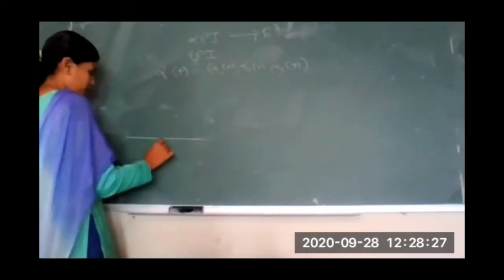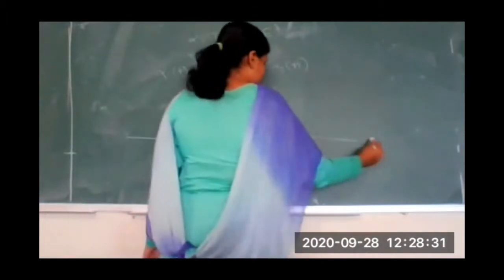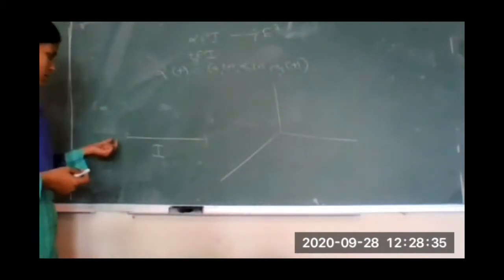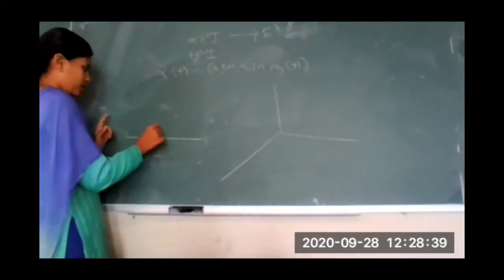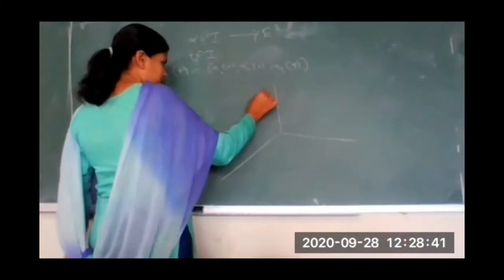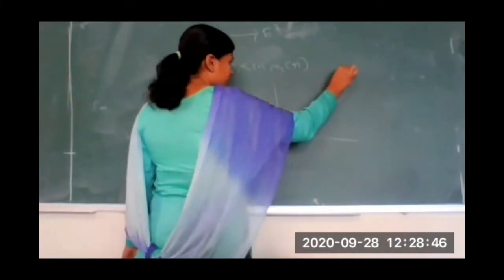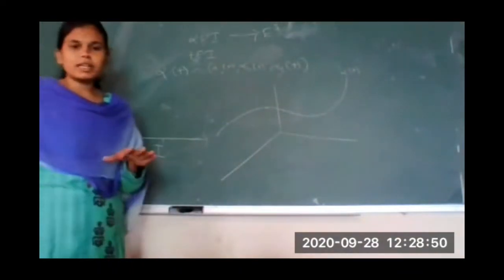Suppose this is your open interval I and this is our E3 space. If I have some initial point, at that initial point I have an image. At some point t1, I will have some image, say alpha. If I connect all those points, I will get a curve alpha of t, correct? So let us go with one example.